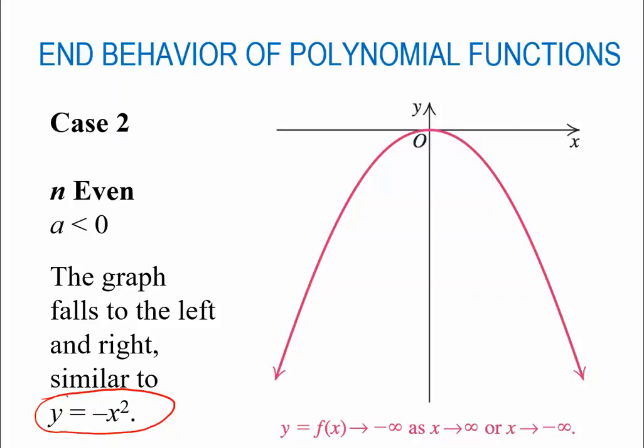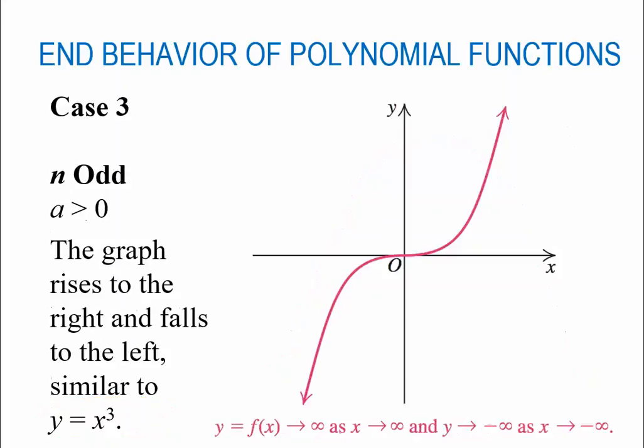Okay, that's for the even polynomial. What happens if it's an odd polynomial with a being positive? Again, a good example is y equals x to the third. Then you have this shape. It starts low, goes through (0, 0), and still keeps on climbing higher and higher. So what we technically say is, it starts low and it ends high.